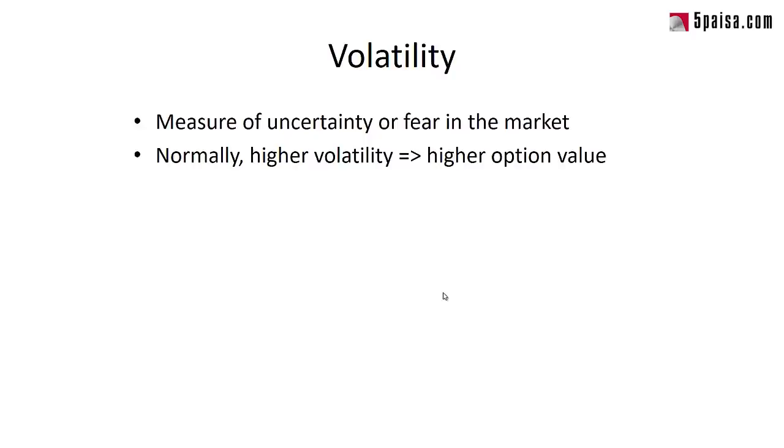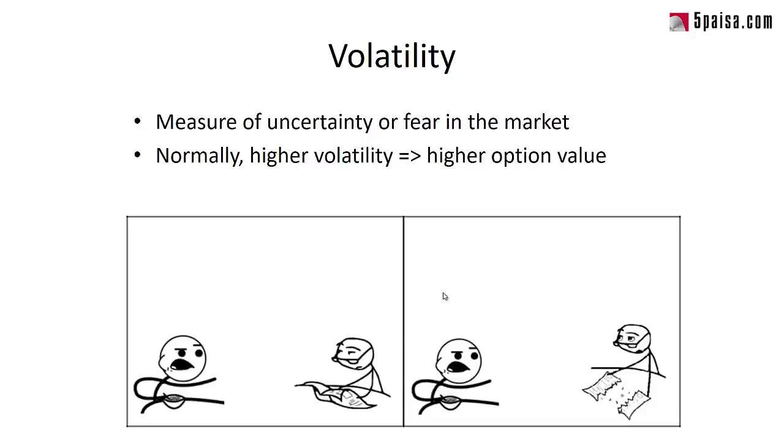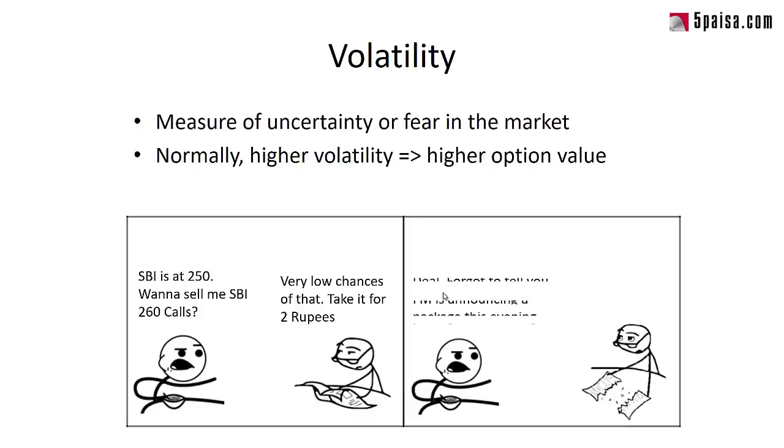As usual, let's illustrate with a comic. So somewhere in the last week of October, you come to me and ask for an SBI call option in the afternoon. So you asked me for a 260 call. The way I looked at it, the stock was around 250 and there were very low chances of 260 happening. So I just sold it to you for a very cheap price, which is 2 rupees. And then you tell me that the FM is announcing a package this evening. We all know what happened the next day. SBI opened around 291 and closed around 315. Everybody who sold a call option basically lost his shirt.